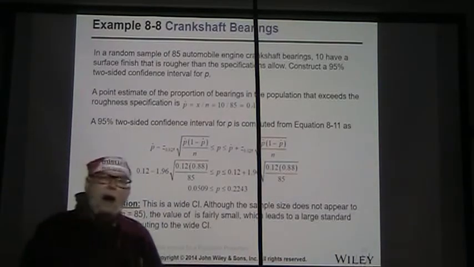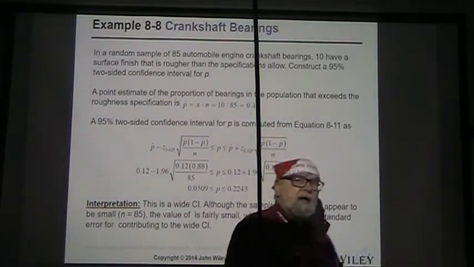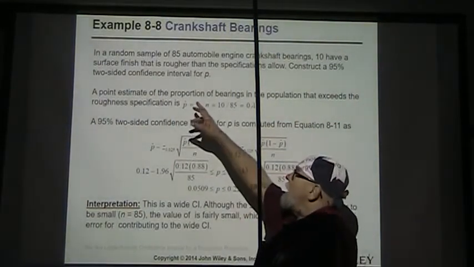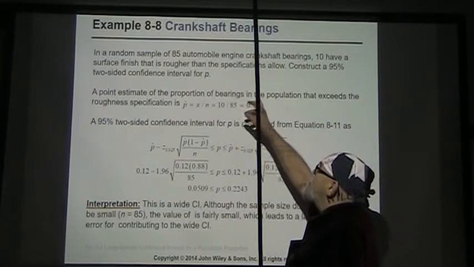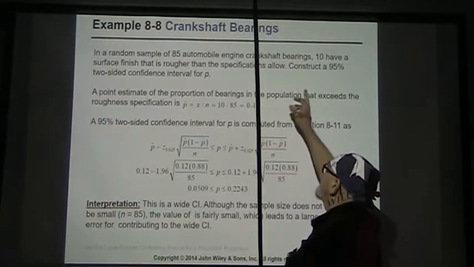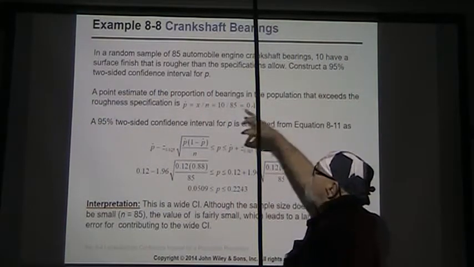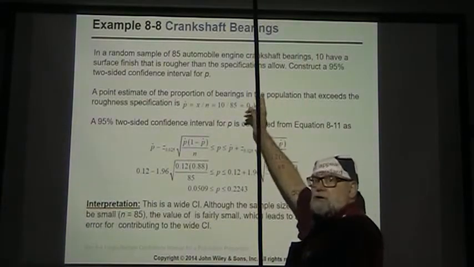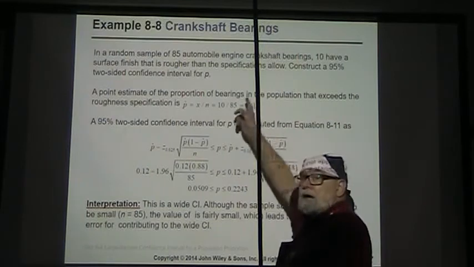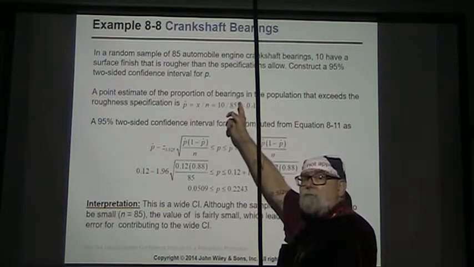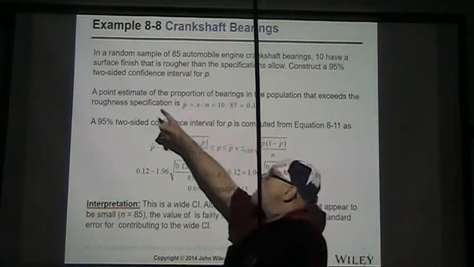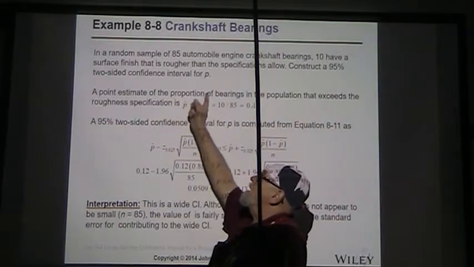All right, so our example here is about crankshaft bearings. In a random sample of 85 automobile engine crankshaft bearings, 10 have a surface finish that is rougher than the specifications allow. Kind of important with crankshaft bearings. Construct a 95% two-sided confidence interval for p.